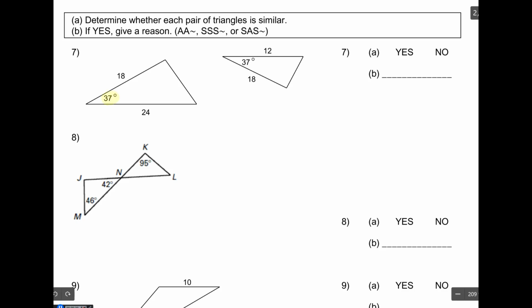So you see, the degrees are both 37. So that's rad. They both have an 18. So 18 is the shorter side length. It should match up with the shorter side length. The longer side length should match up with the longer side length. Right? The ratio should be the same. All right. Do you have an idea of how to do this?